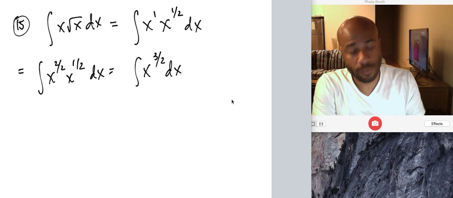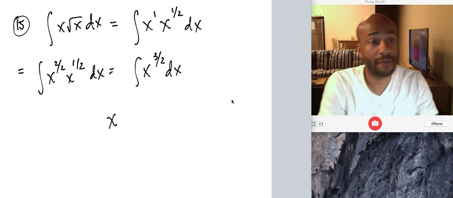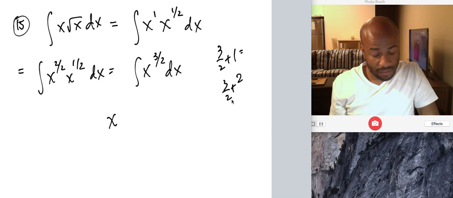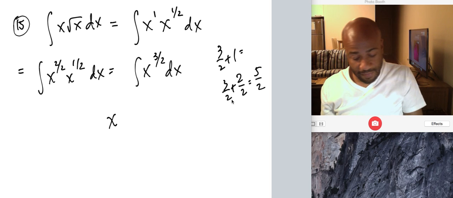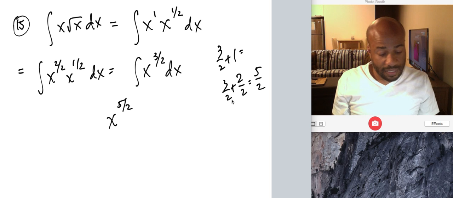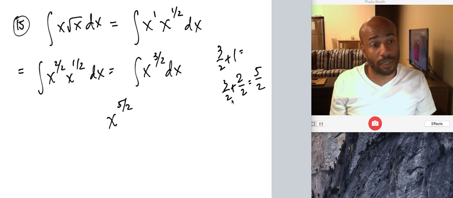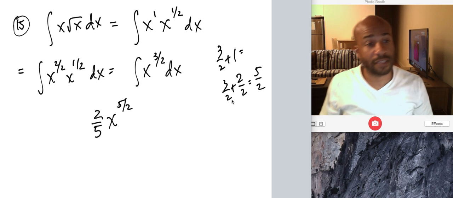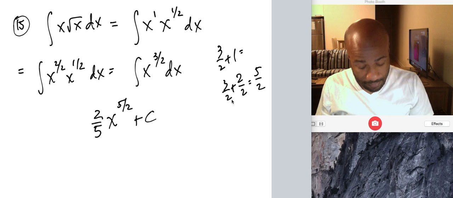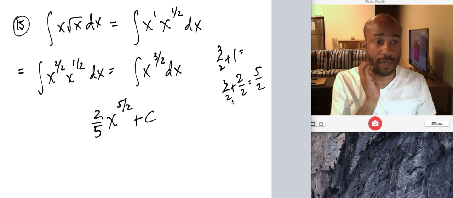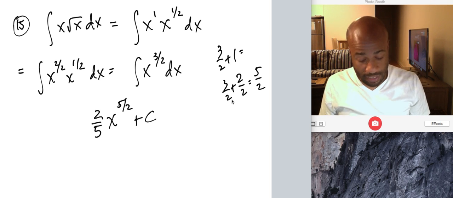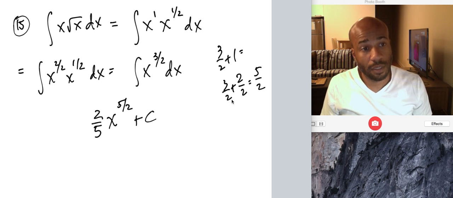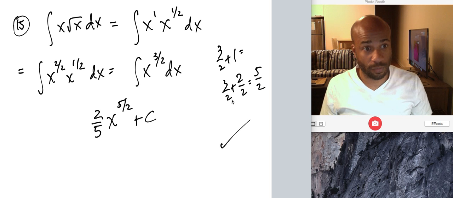So I'm going to add 1 to 3/2. So 3/2 plus 1 is 3/2 plus 2/2. That's 5/2. So that's my fractional exponent. So I'm going to flip it and throw it in front of the x, and I get 2/5 x to the 5/2 plus c. So if you took the derivative of that, you would actually get back x to the 3/2, which is the algebraic expression of x times the square root of x. So that one's a good one.